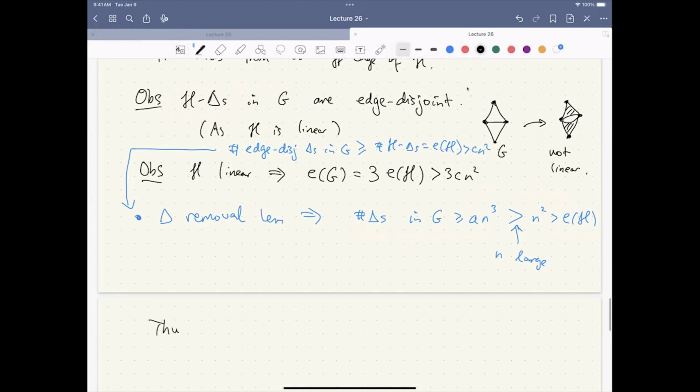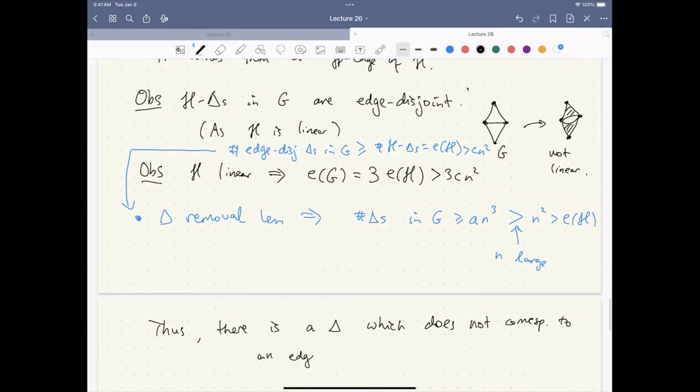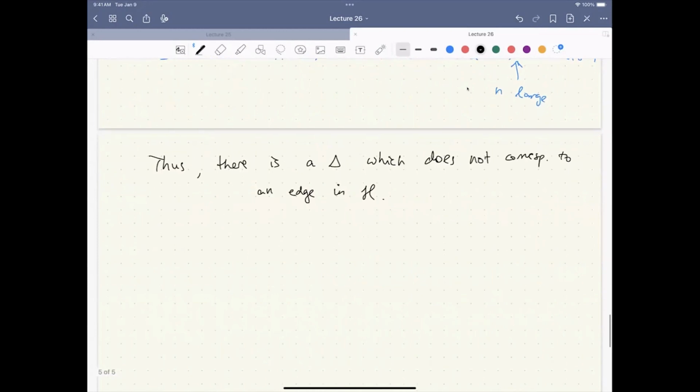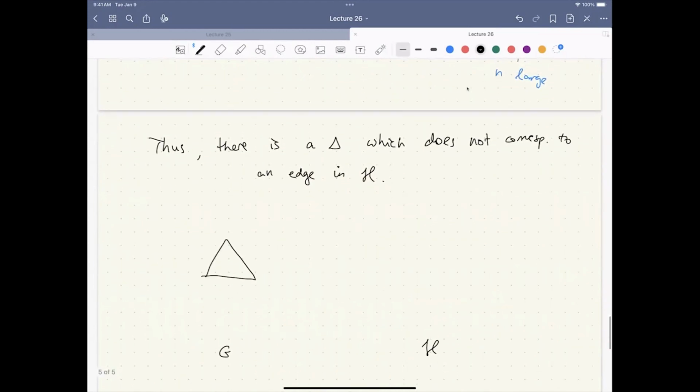So thus, there is a triangle which does not correspond to a hyperedge. It's not an H triangle. But what does it mean? It's not an H triangle. Let's draw the picture. You have this in G. Now let's look at the situation in H. This triangle is not an H triangle.